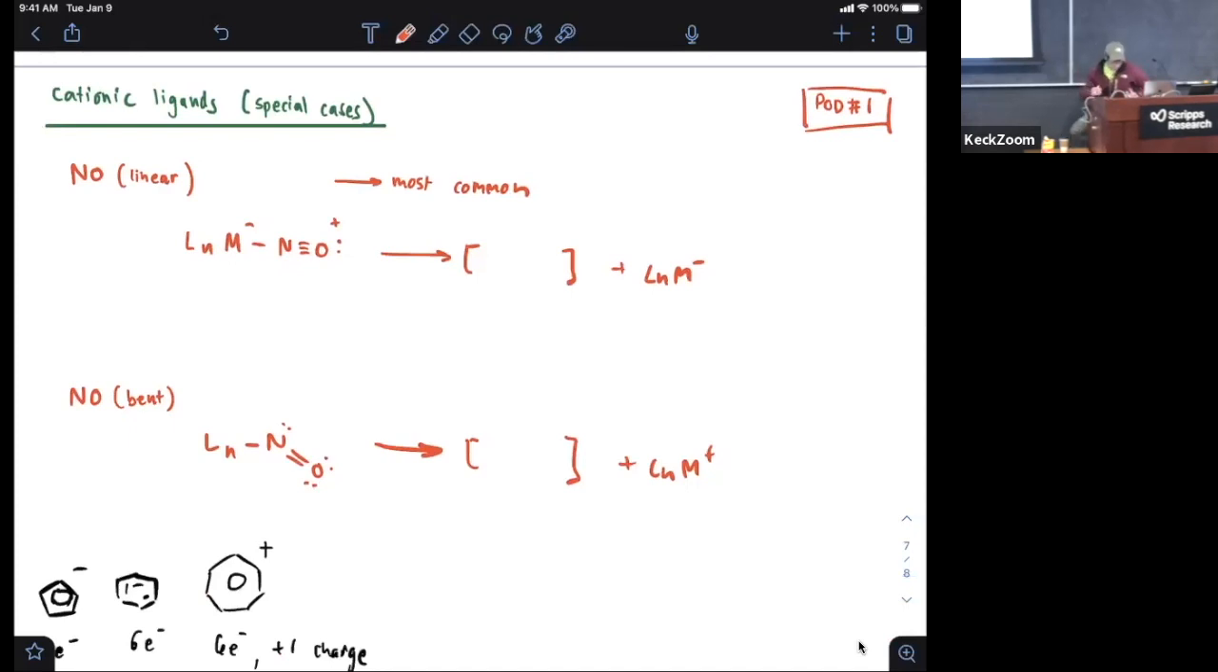Okay, so let's now close out this discussion by considering some special cases, which are cationic ligands. So they can donate electrons, but they also bring with them charge. And that will bring us to problem of the day, number 1 for the day 3 handout.